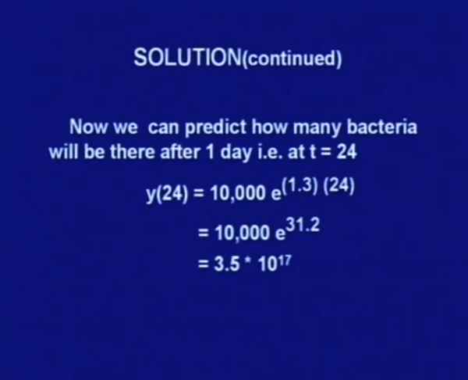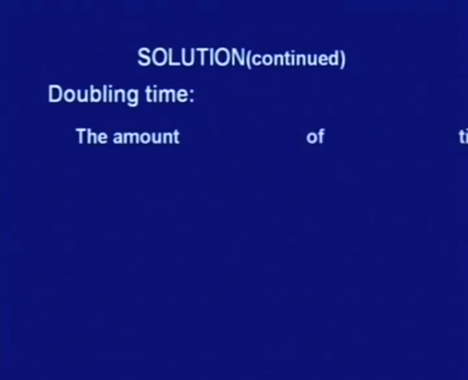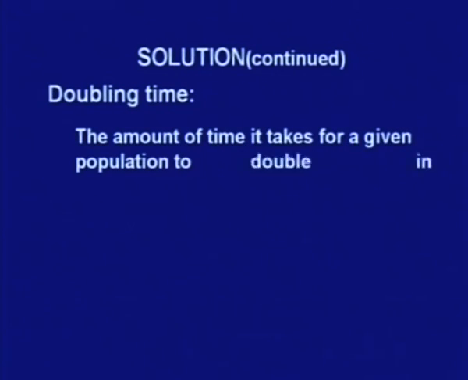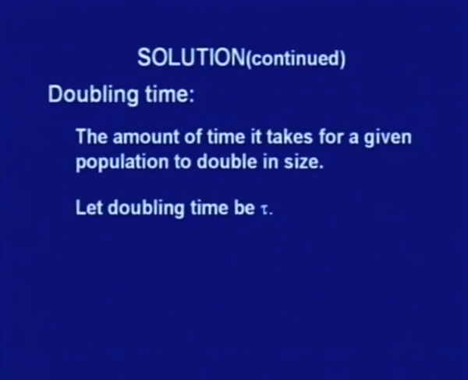Now, let us try to solve the second part of the problem, that is, what is the doubling time of the bacteria. So, first we should know what the doubling time is. Doubling time is the amount of time it takes for a given population to double in size. So, let us explain it. Let us say that tau is the doubling time. Then what we are being told is that the number of cells at time tau, that is y tau, should be twice the number of cells at the initial position, that is y naught.